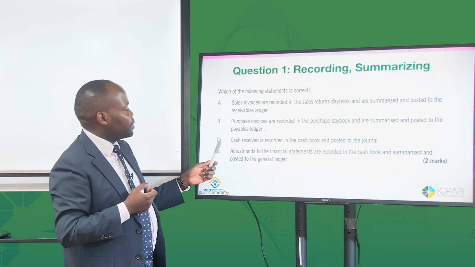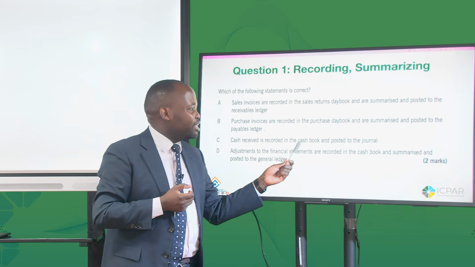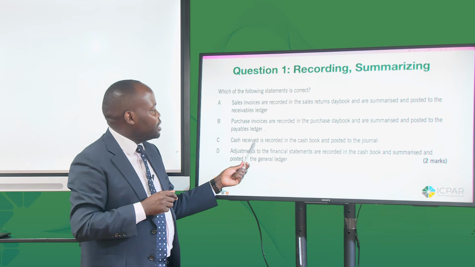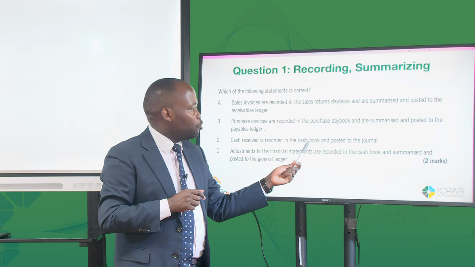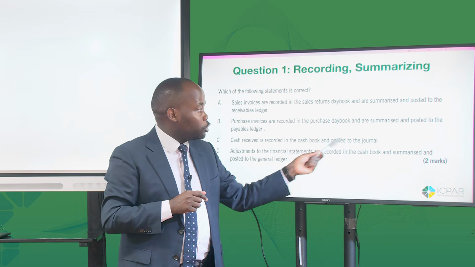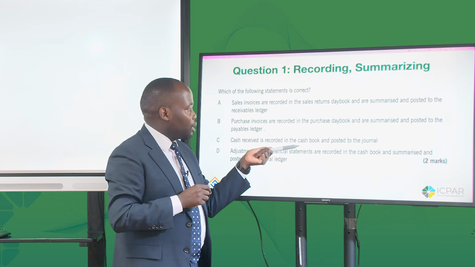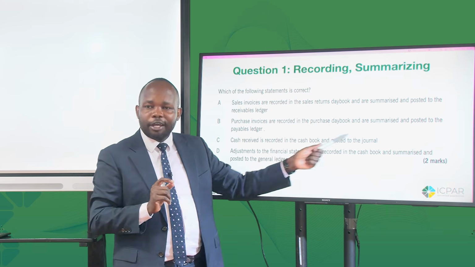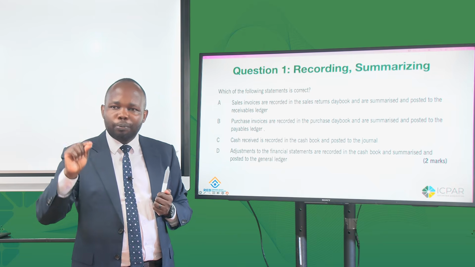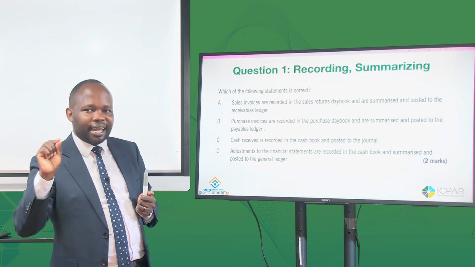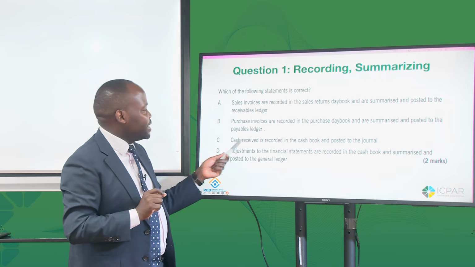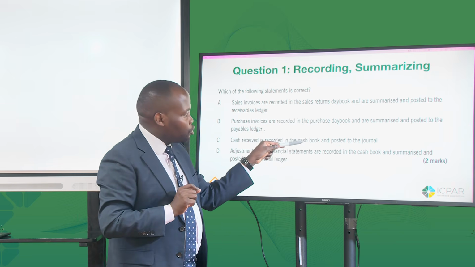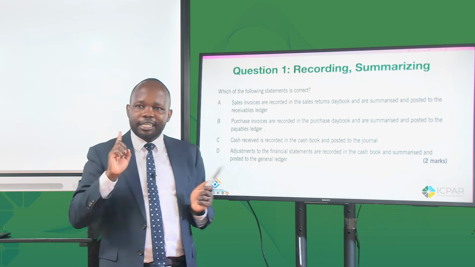Let's see C. Cash received is recorded in the cash book and posted in the journal. Not true. Yes, cash received is recorded in the cash book. That is true, but it is not posted in the journal. Remember, we said the journal is used to post adjustments and errors. So what is wrong in C is posted in journals. Posted in the cash book is correct, but posted in journals is wrong.